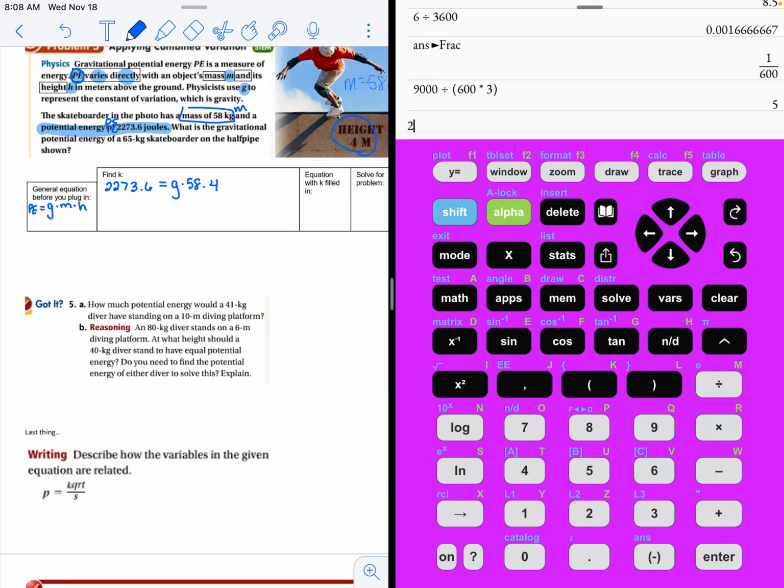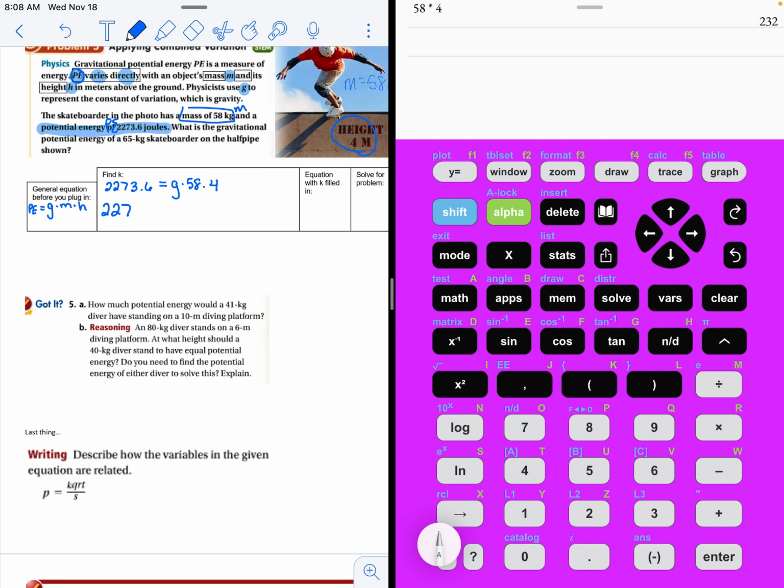I'm going to do 58 times 4. So I get 2273.6 equals G times 232. I'm going to do 2273.6 divided by 232. And yes, that is true.